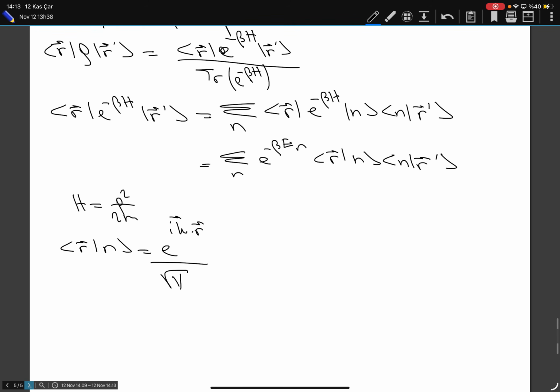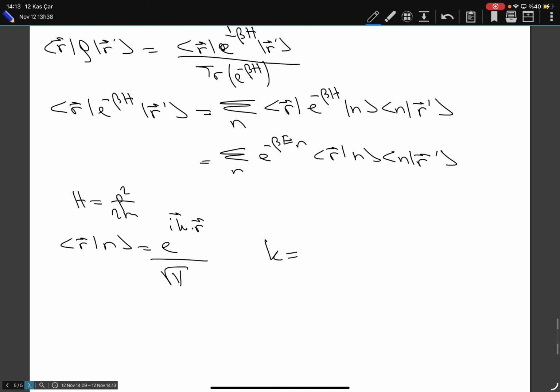And these k values can take any value of 2 pi over L times n_x, n_y, n_z, where n_x, n_y, n_z can be 0, plus or minus 1, plus or minus 2, etc. So these are my energy eigenstates.